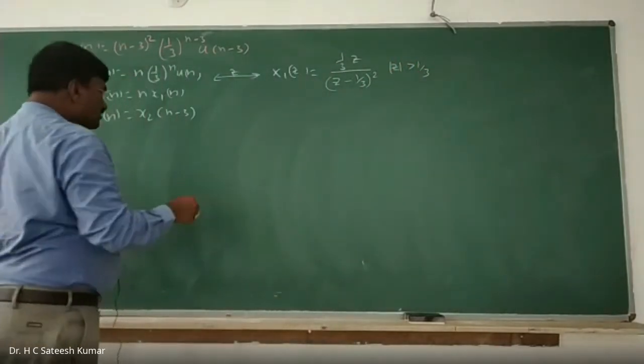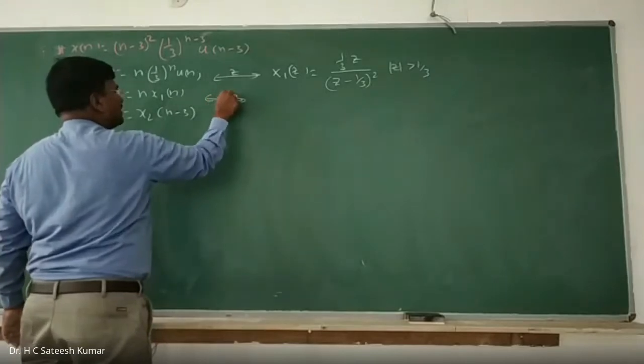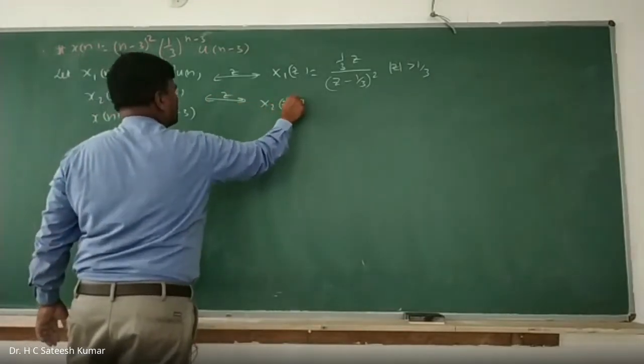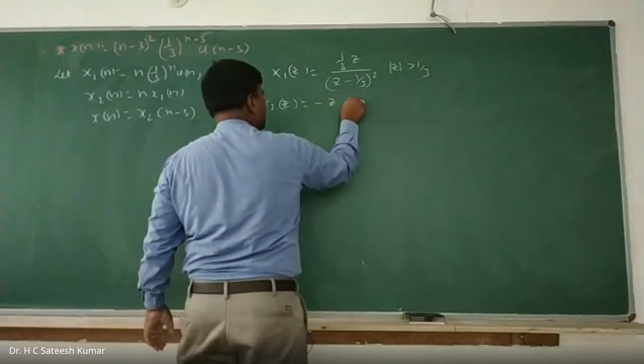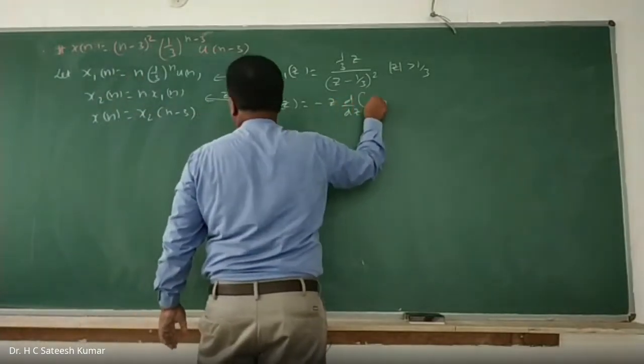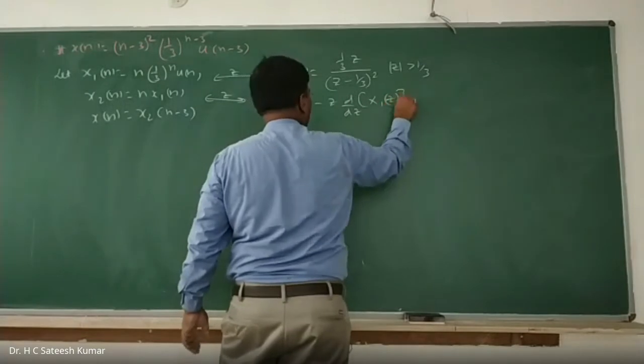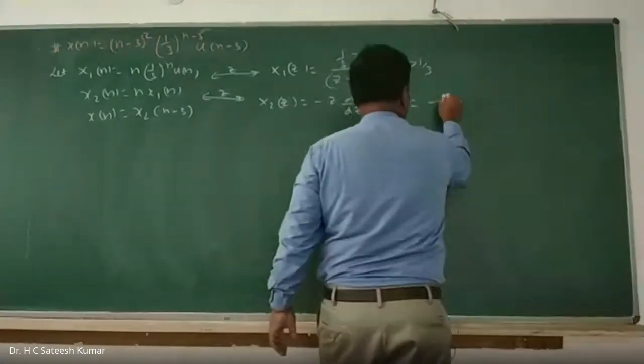So what is the Z transformation of this one? x2 of z is equal to minus z into d by dz of x1 of z. This is the differentiation property. So which is nothing but equal to what?